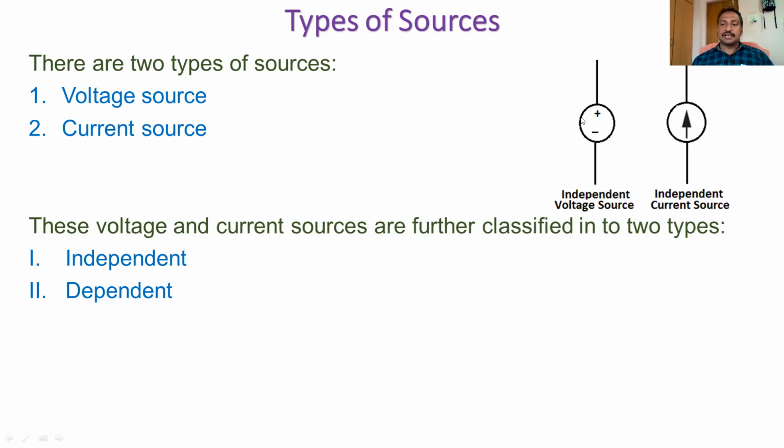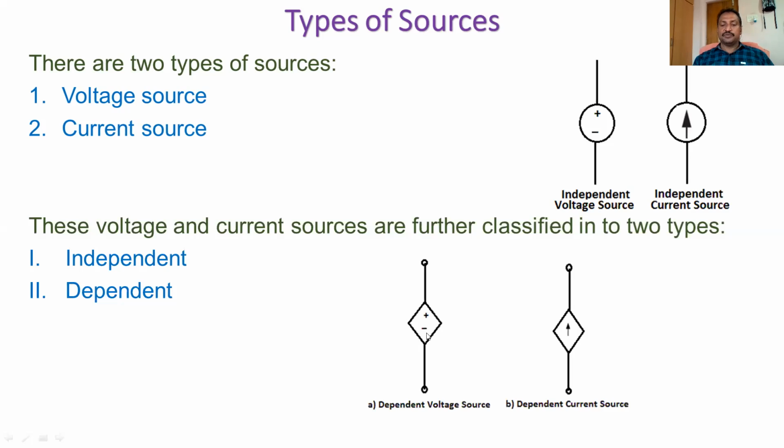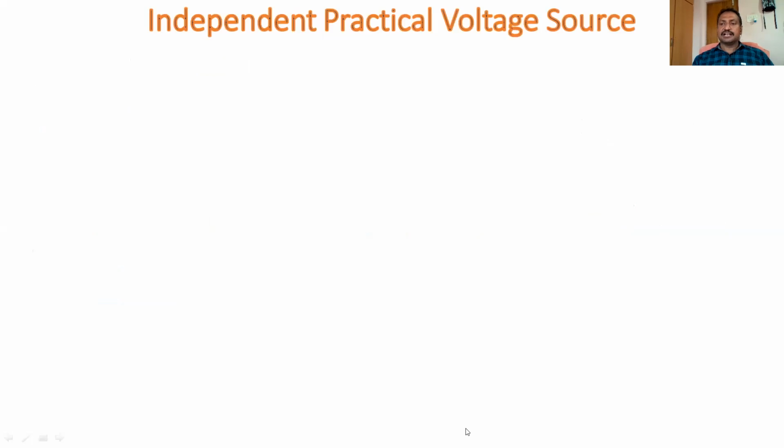These dependent sources are represented with a diamond shape. Therefore, there are two types of dependent sources: dependent voltage source and dependent current source. So this is about the dependent voltage source and the dependent current source. It is represented with a diamond shape, and plus and minus is a voltage source, and an arrow represents a current source. Then we'll come back to this.